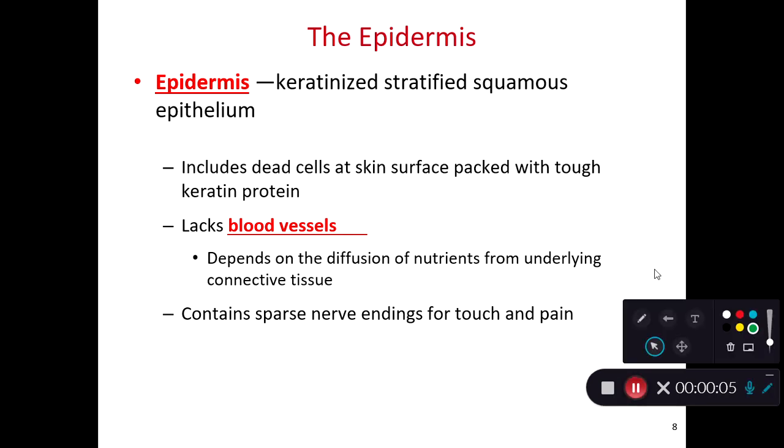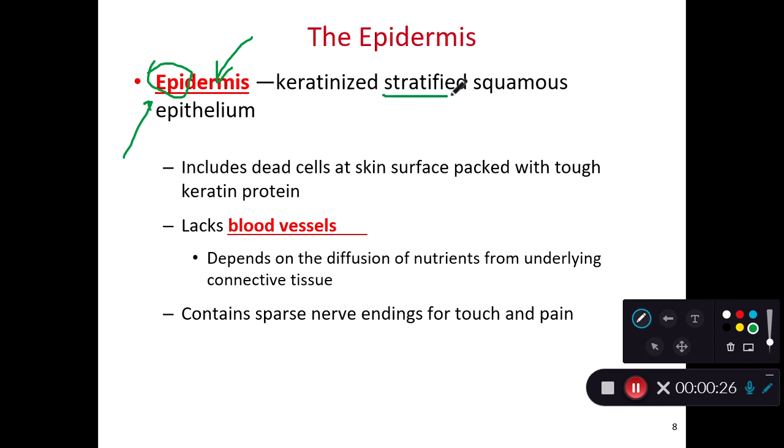Hey class, so we're talking about the integumentary system right now, and in this recording, we're going to be focusing on the epidermis in particular. As we look at the epidermis, I just want to emphasize some root words. Epi means above. What is it above? It's above the dermis. And this epidermis is going to be made of a keratinized, stratified squamous epithelium.